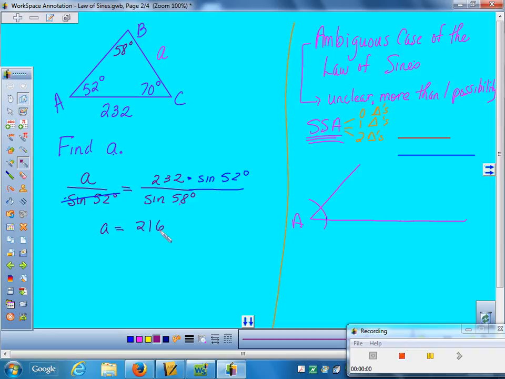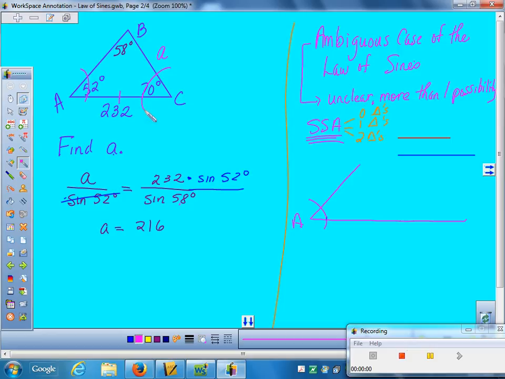Now, the question is, how do you know when you can use law of sines? Because later on, I'm going to give you other triangles and law of sines won't work. So how do you know when you can and when you can't? Let me draw this the way you would have drawn it in geometry. What I originally gave you is angle 52 degrees, this side, and this angle. What congruence theorem is that a picture of? Angle, side, angle.